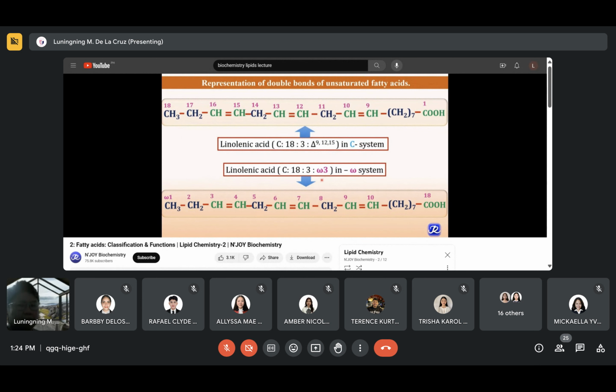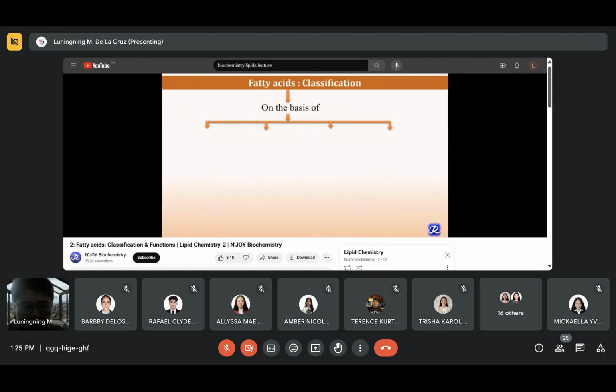Omega 3 means the first double bond is present between carbon omega 3 and omega 4. So this linolenic acid is omega 3 fatty acid, and this is how it is represented in the omega system. How are fatty acids classified? They are classified on the basis of chain length, total carbon atoms, nature of the chain, and whether they are synthesized in the body or not.